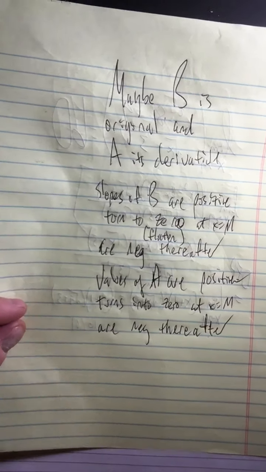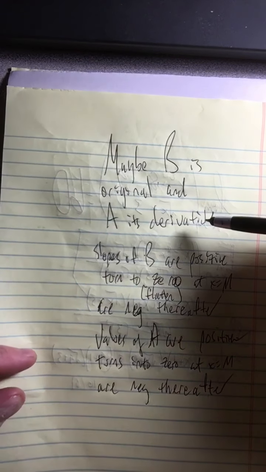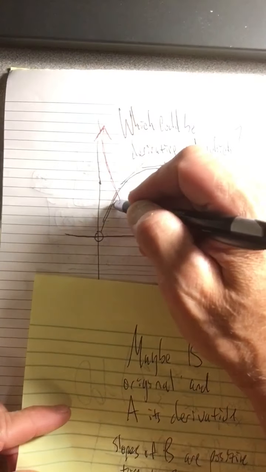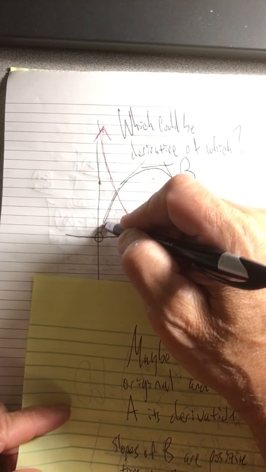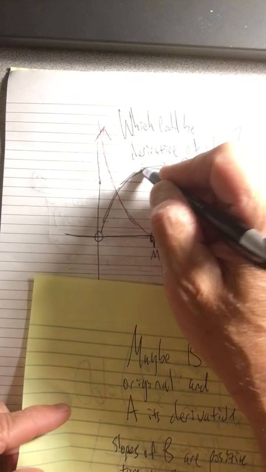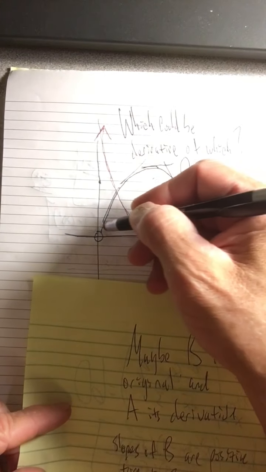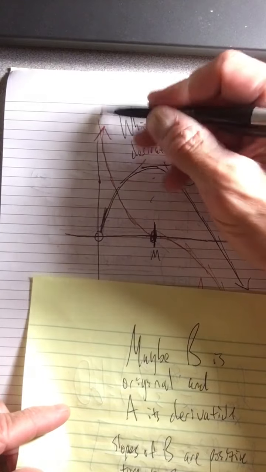So, guess what? A could be, we need more information, of course, but it looks to me like A could be the derivative of B. Maybe. Now, you might start examining what's happening here at zero. Notice the values of B are closing in on zero, but the slope is getting steeper and steeper. See, we were at zero here. As we go to zero from the right, the slopes are getting steep. Oh, and the values of Y are getting big.